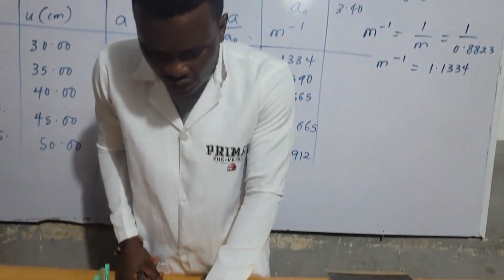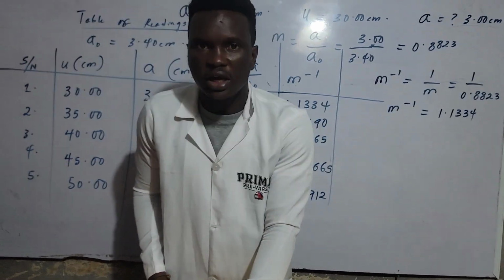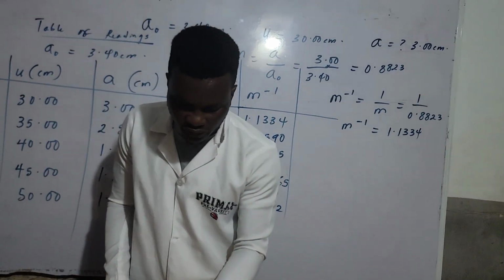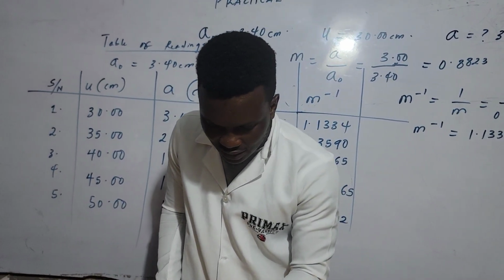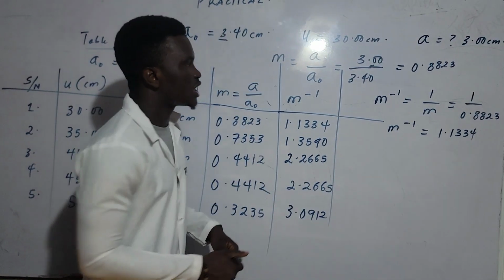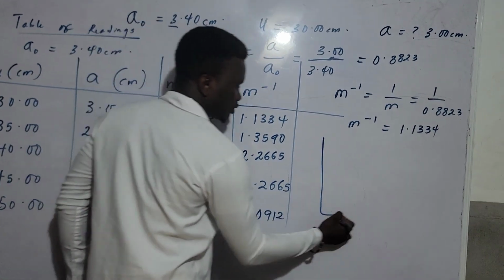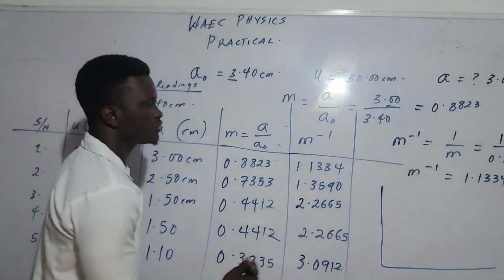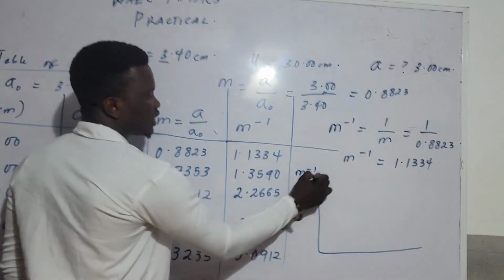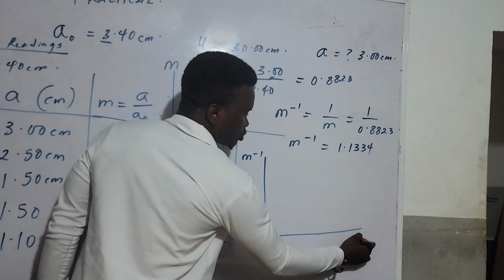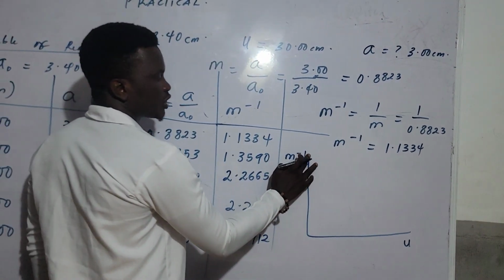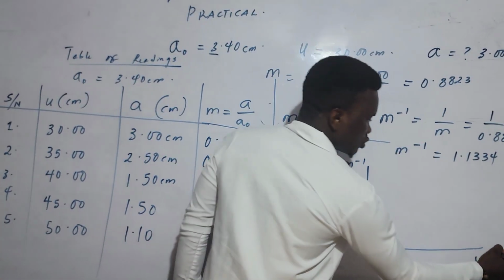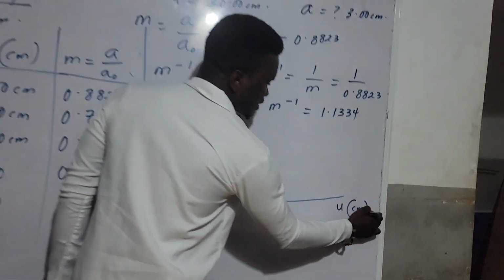So the question now says plot a graph of M inverse, that's this one. Plot a graph of M inverse on the vertical axis and U on the horizontal. So you go to your graph now. If you don't know how to draw a graph, you can visit the previous video we have done. You're going to have M inverse on the vertical and U on the horizontal. But don't forget, M inverse has no unit, that's why there will be no unit here. Then you put the unit of U here, that's centimeter.